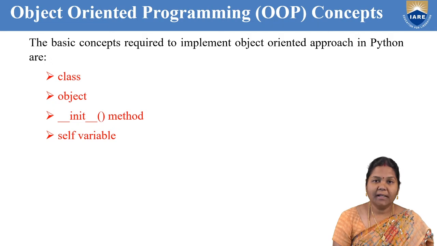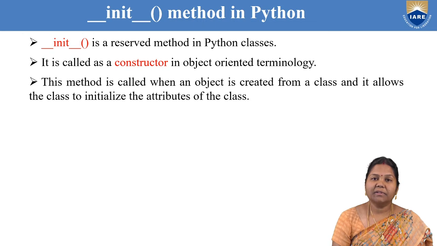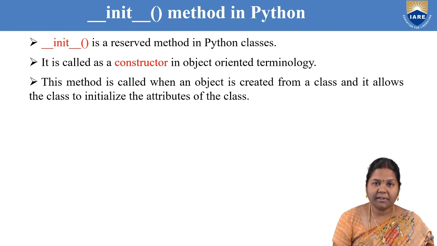Now, to better understand the object-oriented concepts in Python, we first have to understand these 4 important topics. We have to understand how to define a class and how to create the objects, so the class concept, then the object concept, then the init method, which is nothing but a constructor, followed by the self variable. Let us understand them one by one, and then by putting all this together, we can write a better program. Now, first of all, we should know what an init method in Python is.